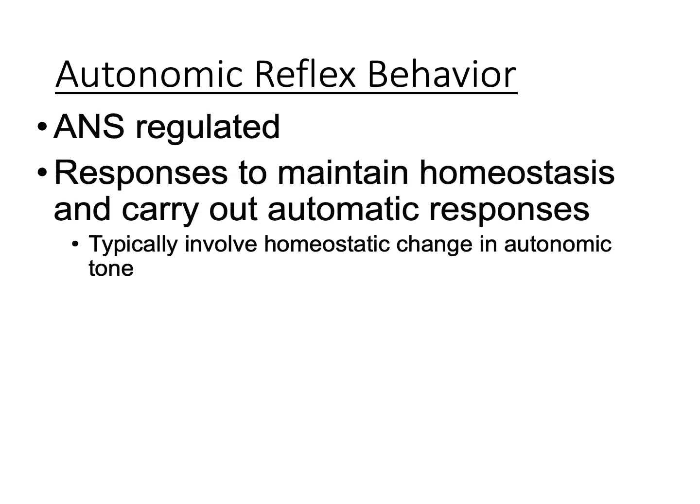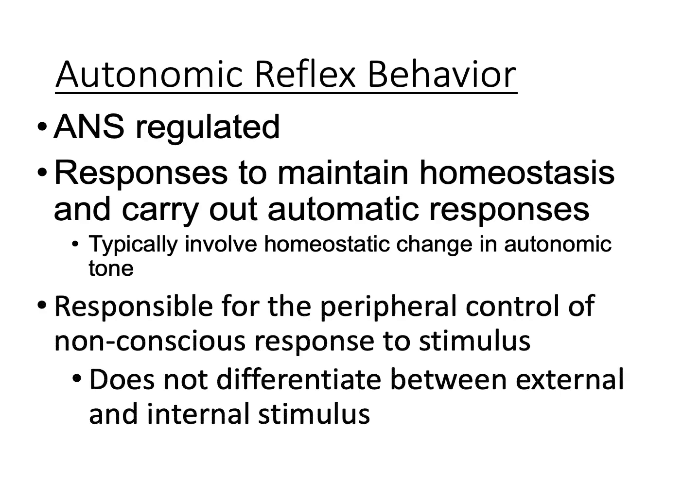One of the functions that's normally associated with the nervous system is autonomic regulation. Even though we usually associate this with the nervous system, it's really a neuroendocrine response. So this is ANS regulated responses. And what we're attempting to do is maintain homeostasis based off of changes of autonomic tone, where we're going to be responding to peripheral controls in a non-conscious response to a stimulus.